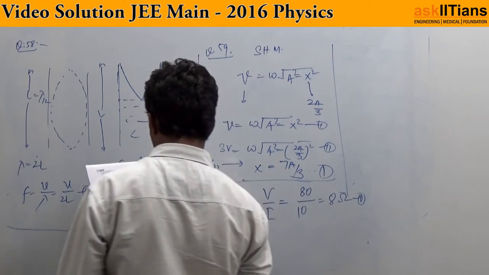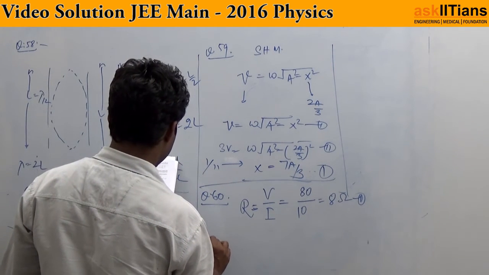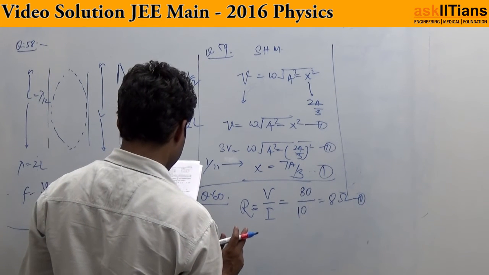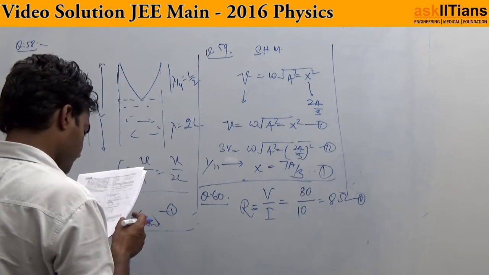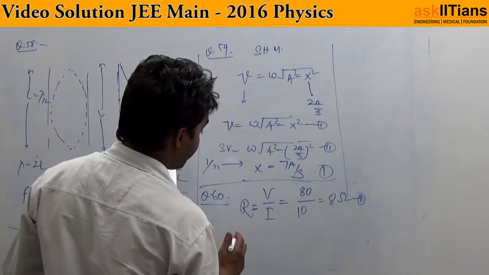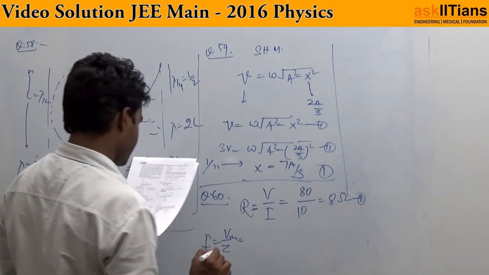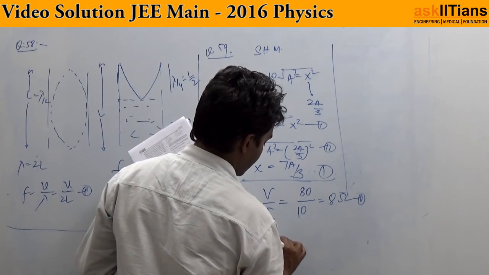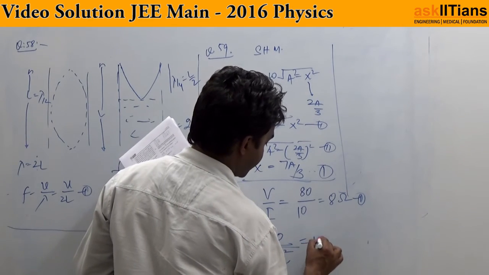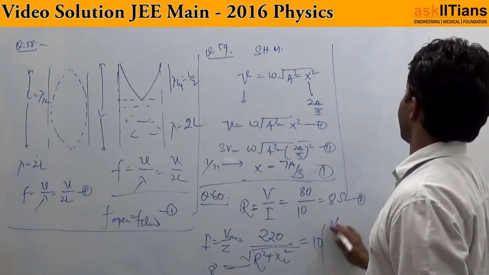Now it is connected to 220 volt. We want the same value of current I equal to 10 ampere. I is equal to V RMS upon Z, so V RMS is 220 upon under root of resistance R square plus inductive reactance XL square, which is equal to 10 ampere. R is given as 8 ohm. In this way we will get the value of XL.